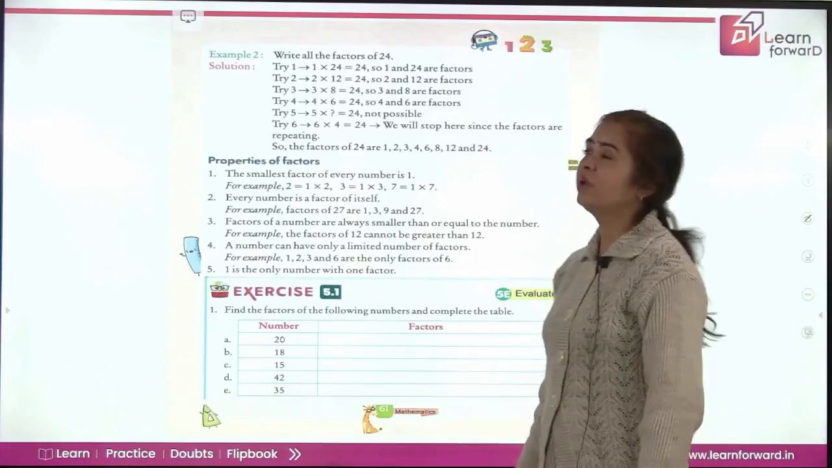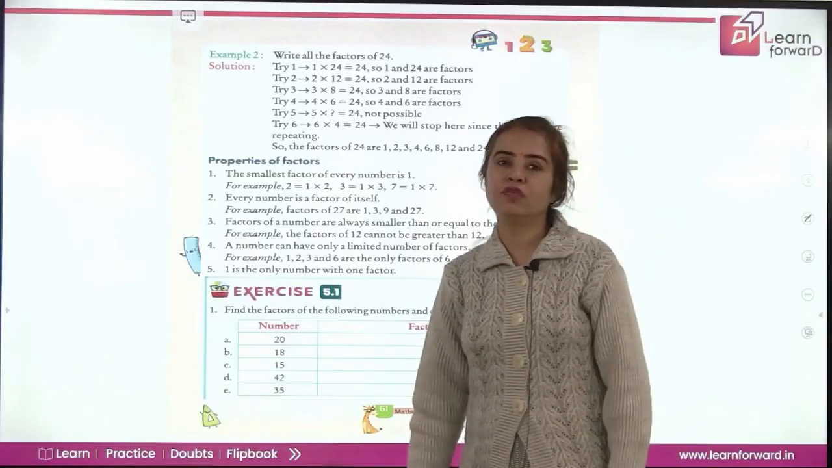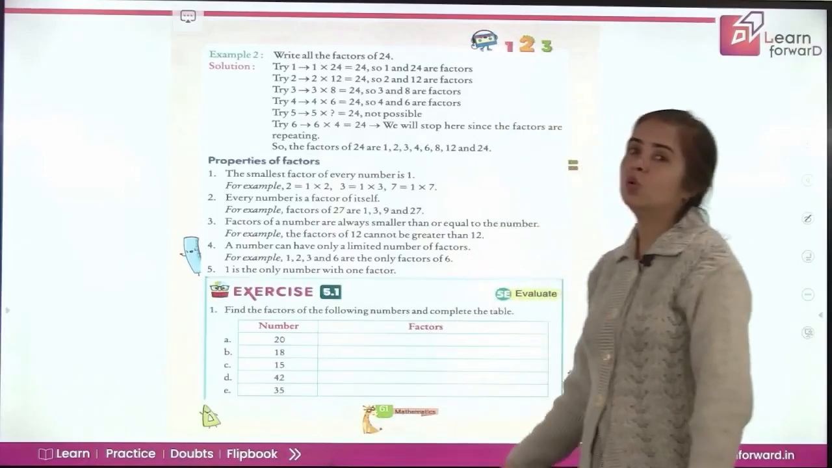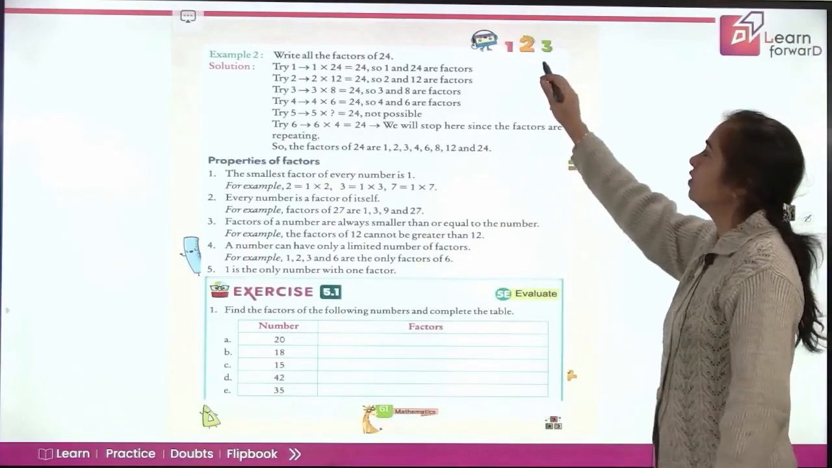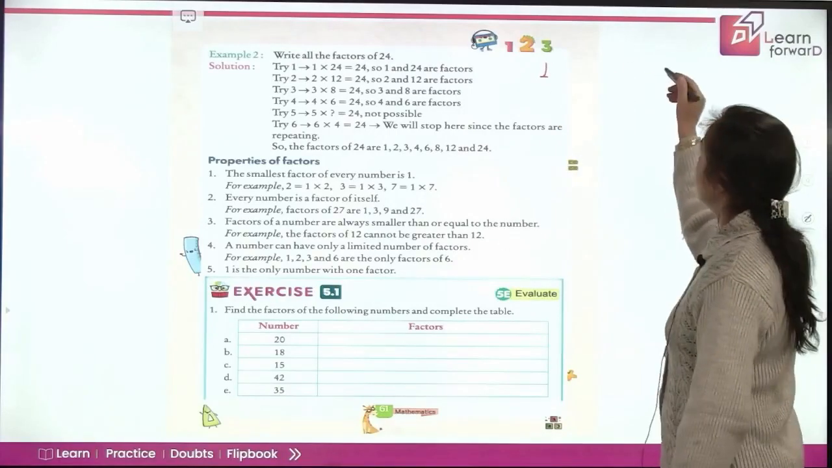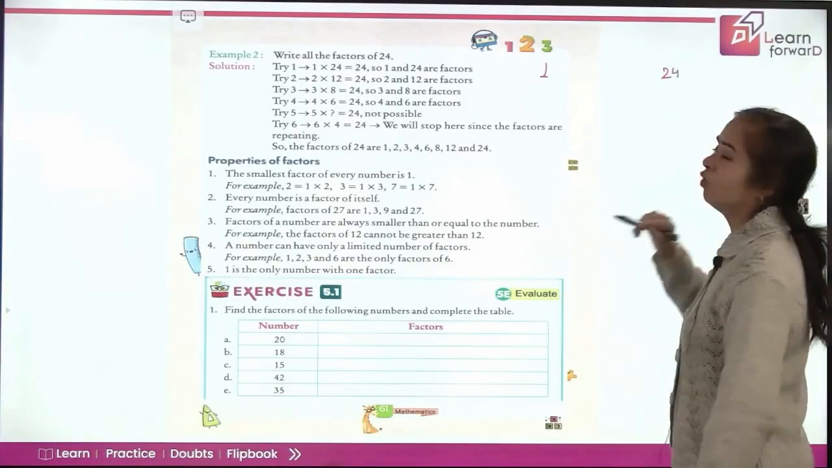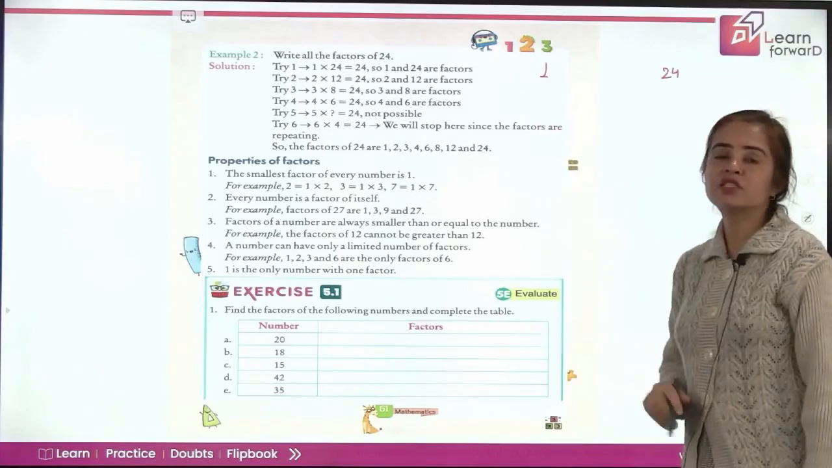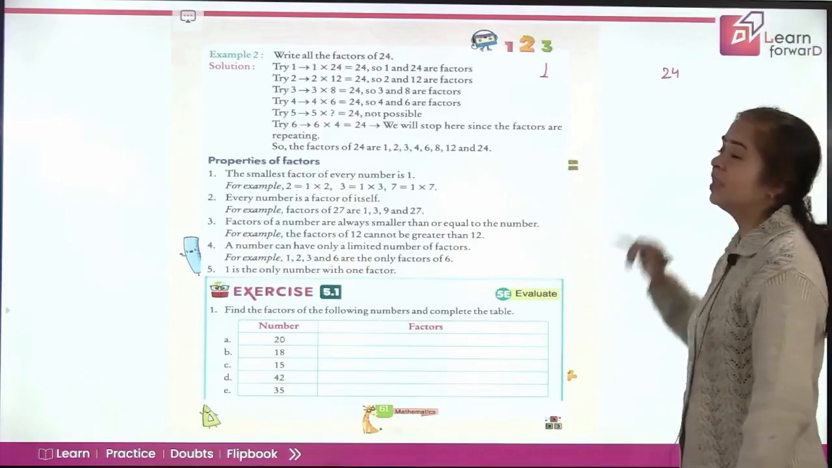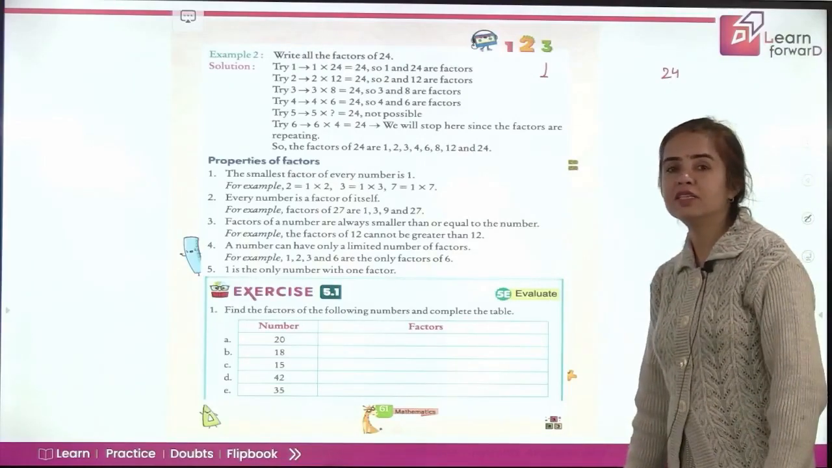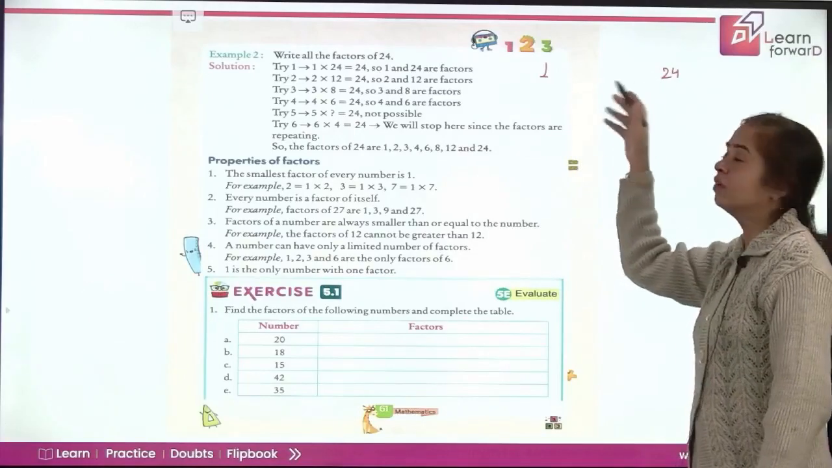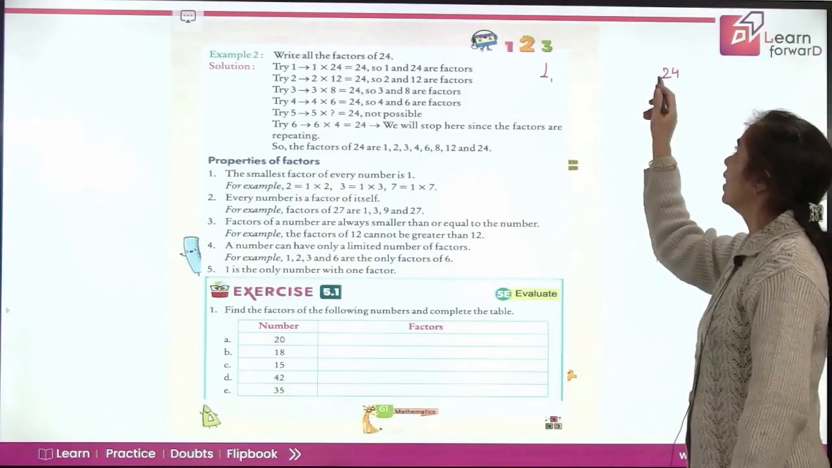Now, if you have to write all the factors of 24, we can write the multiplication fact. And quickly what you can do is, always remember any number is divisible by 1 and every number is divisible by itself also. So this will be the smallest factor of any number. What is it? 1. And this will be the biggest factor of any number. What is it? The number itself. So 1 and 24, 1 will be in the beginning, 24 at the end.